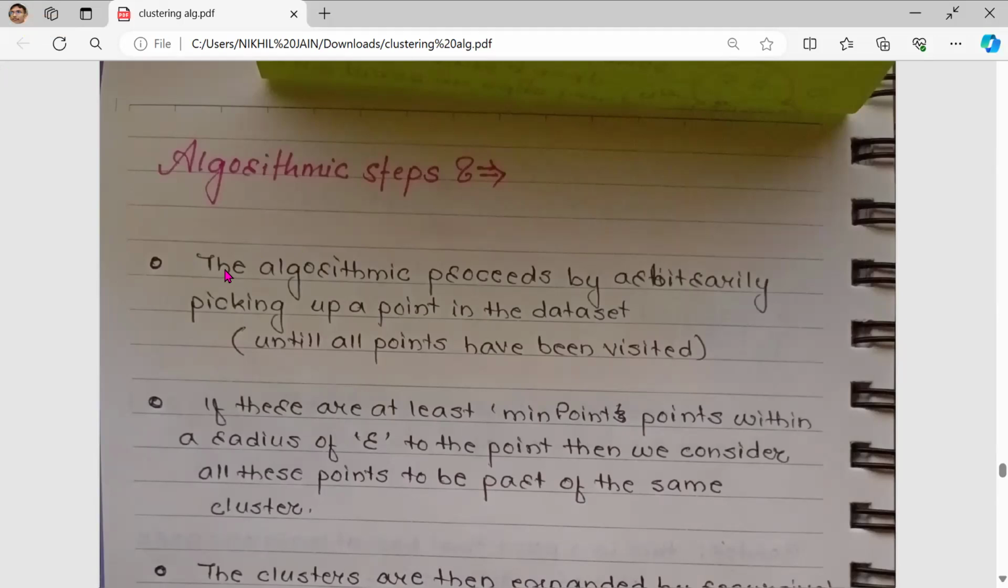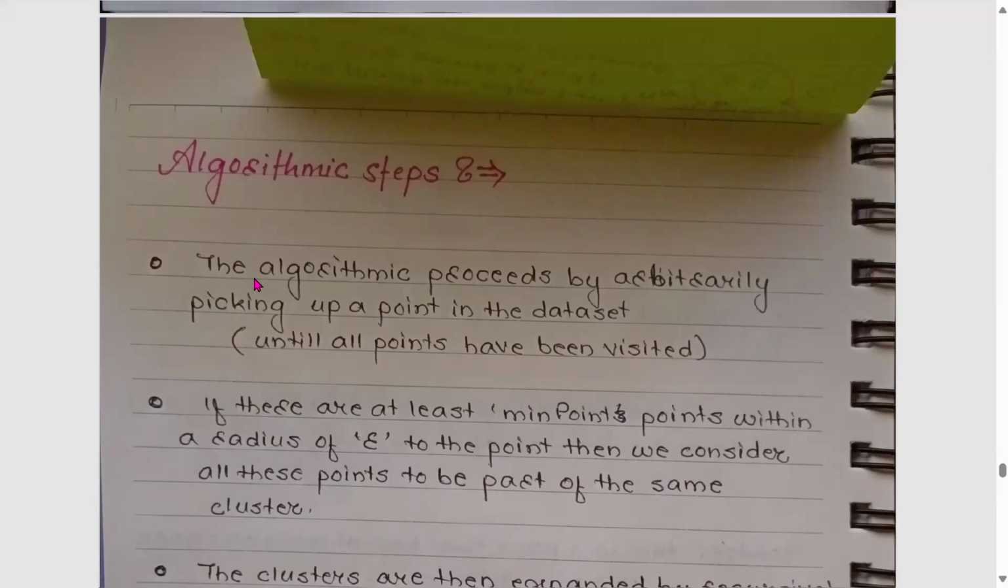Okay. And the meaning of this is: randomly choose a point in the dataset, until all points have been visited.